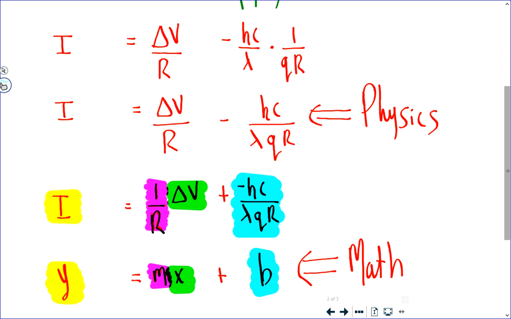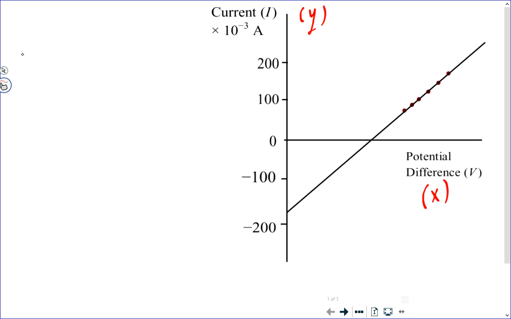Okay, now h is what we're trying to determine, and h is contained within the y-intercept of the graph. So if you want to determine Planck's constant, we've just discovered that the y-intercept is connected to Planck's constant with this relationship. So in order for you to determine Planck's constant from this relationship that I've just written down, you need to know the value of every other quantity in that relationship.